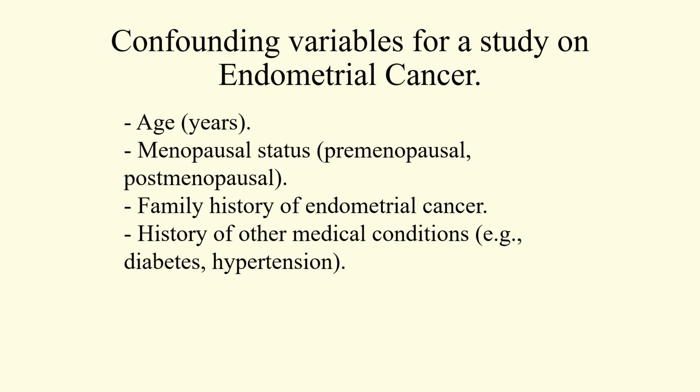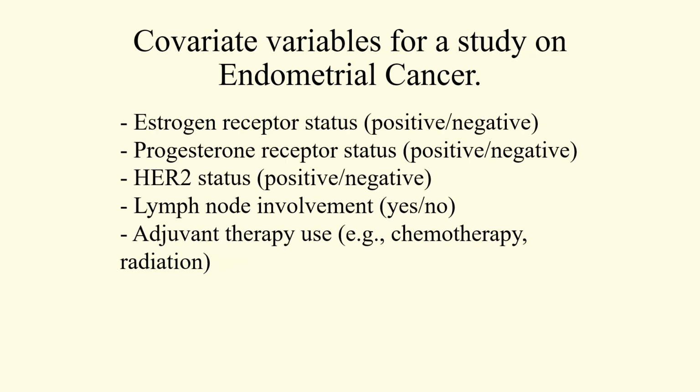Confounding variables may include age, menopausal status, a family history of endometrial cancer, or a history of other medical conditions, for example, diabetes and hypertension. Covariate variables for the study on endometrial cancer may include progesterone receptor status, which may be positive or negative, the estrogen receptor status, and the HER2 receptor status, which is the human epidermal growth factor receptor 2, lymph node involvement, adjuvant therapy use.